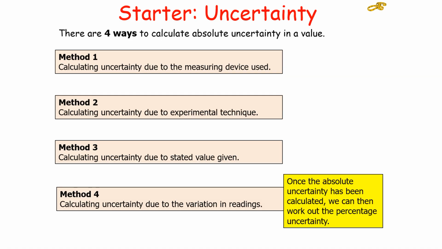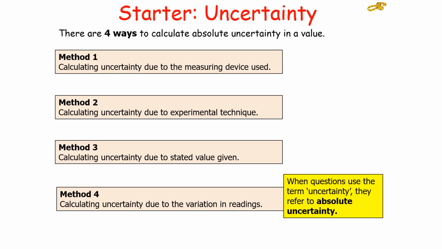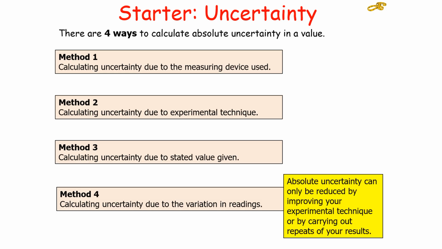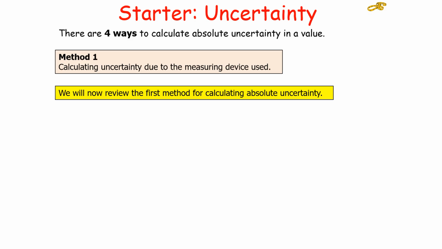Now once the absolute uncertainty has been calculated, we can then calculate the percentage uncertainty. We tend to find that when questions use the term uncertainty, they refer to absolute uncertainty, and you would only calculate percentage uncertainty when a question explicitly states this. Absolute uncertainty can only be reduced by improving your experimental technique or by carrying out repeats of your results. So let's now have a look at how you can calculate absolute uncertainty.